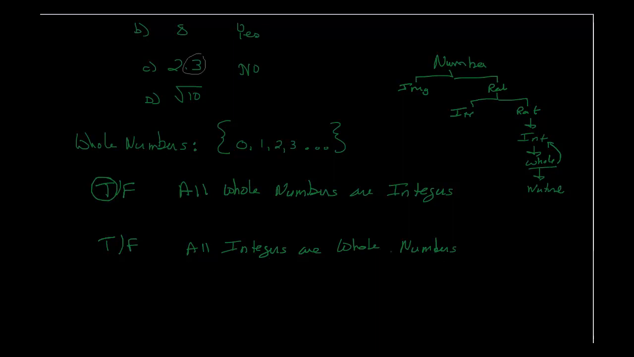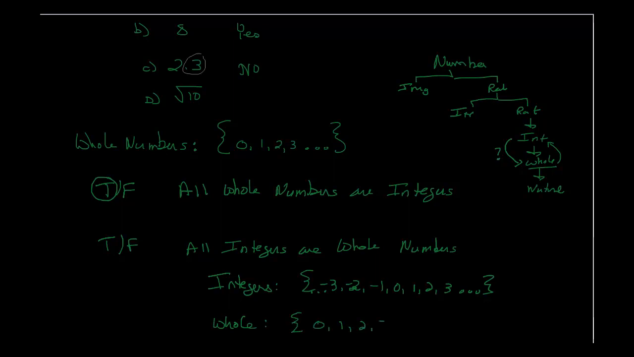All integers are whole numbers. So let's think about this. Do all integers qualify as being whole numbers? Let's look at the set of integers again, as we wrote it before. Here I start at -3, -2, -1, 0, 1, 2, and 3, and I have some ellipses here and down here as well. Now if I look at the whole numbers, as I said, they're the set of positive integers including 0.